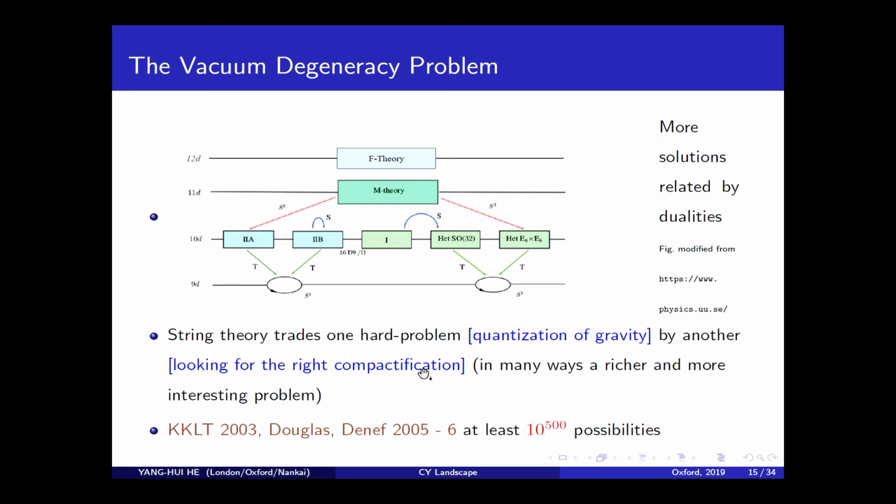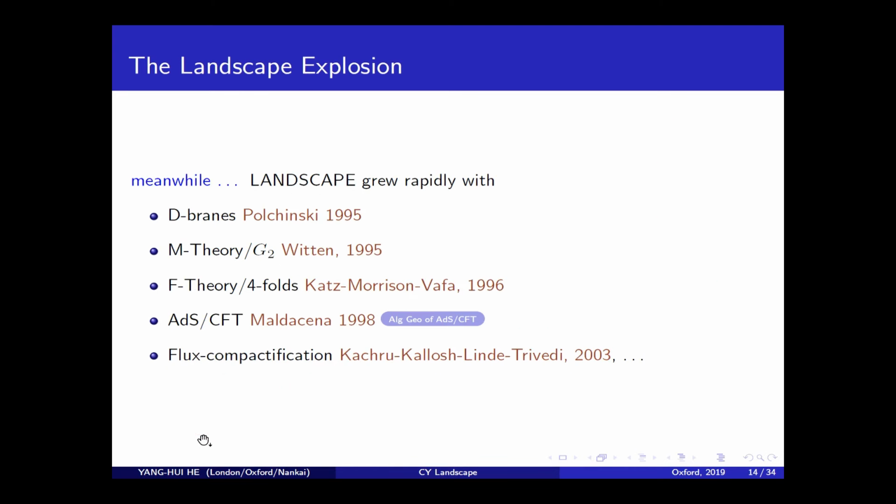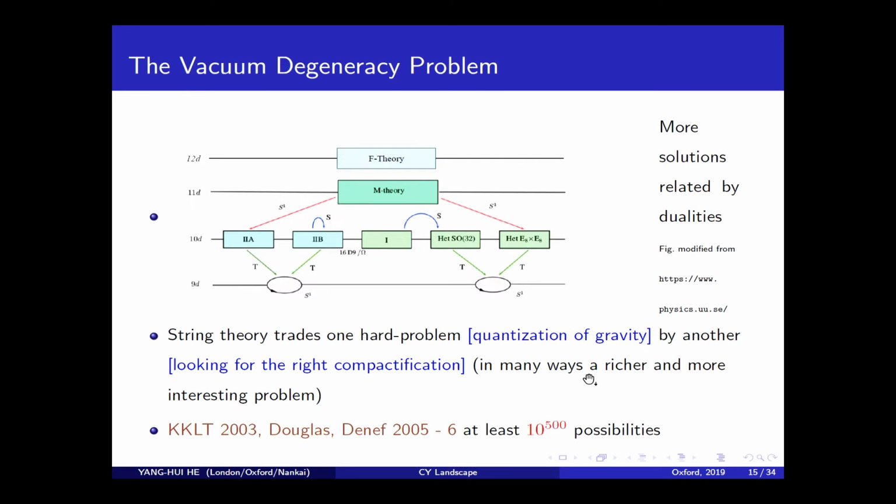And the problem is that it's traded this hard problem for a problem of classification of manifolds and classification of algebraic varieties. And I think that's a much richer problem to explore, because you get into all kinds of interesting problems in mathematics. Just to give you a ballpark, even back in 2003 and 2005, Douglas, Denef, Kachru, Kallosh, Linde, Trivedi were estimating this famous number, which you may have read about in the press. It says that there are at least 10 to the 500 possible candidates for string theory. So that's a big problem, and this is the kind of geometrical problem we're faced with.